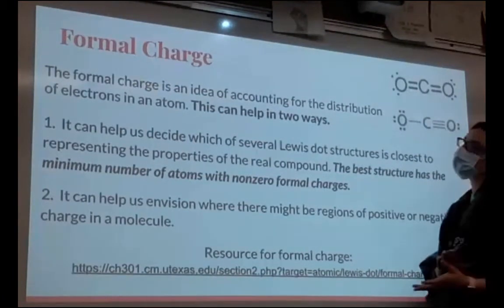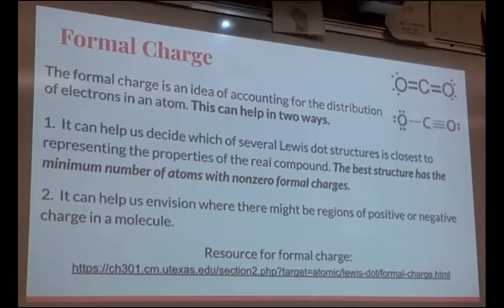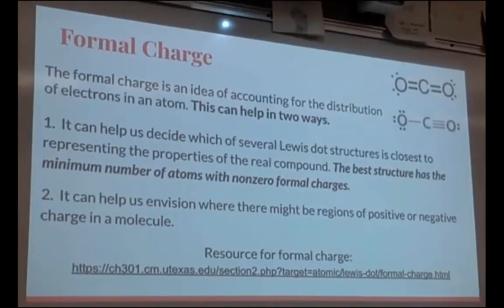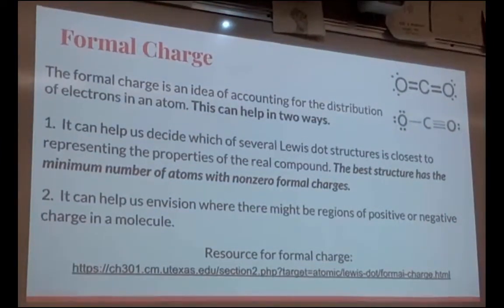So we looked at formal charge in the do now, but the whole point of formal charge is to help us decide which Lewis structure is the best, which one represents the actual structure of a molecule. And so the best structure, like what we looked at in the do now, the best structure is the one that has the most atoms with a 0 formal charge. And if there has to be a formal charge, it puts the negative on the more electronegative atom.